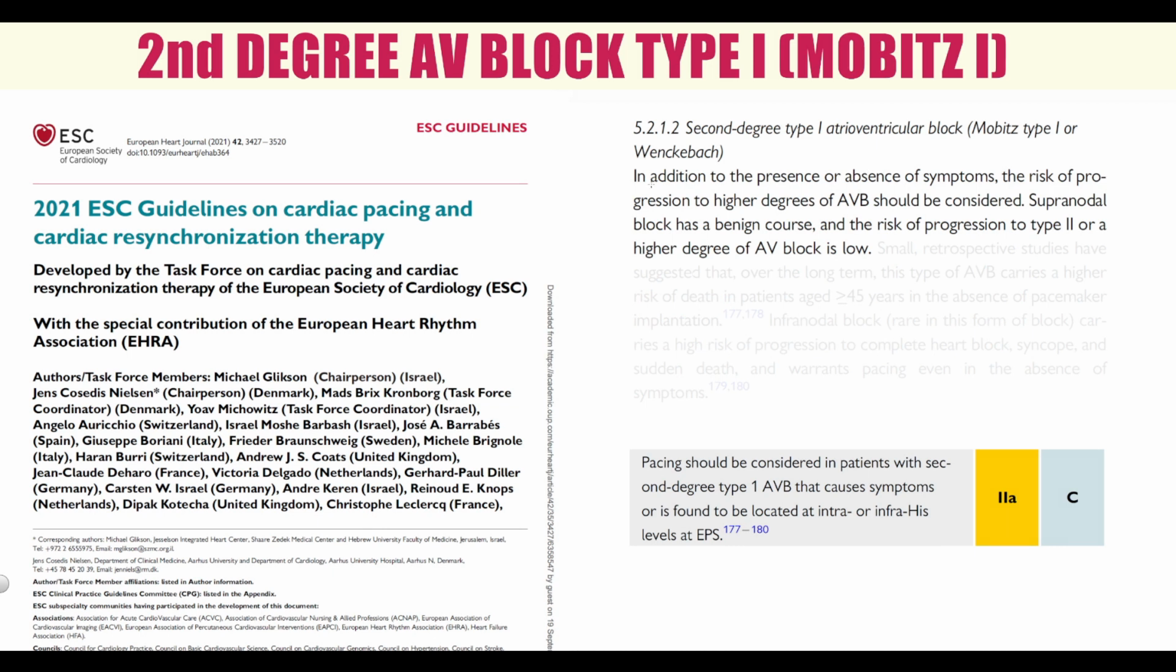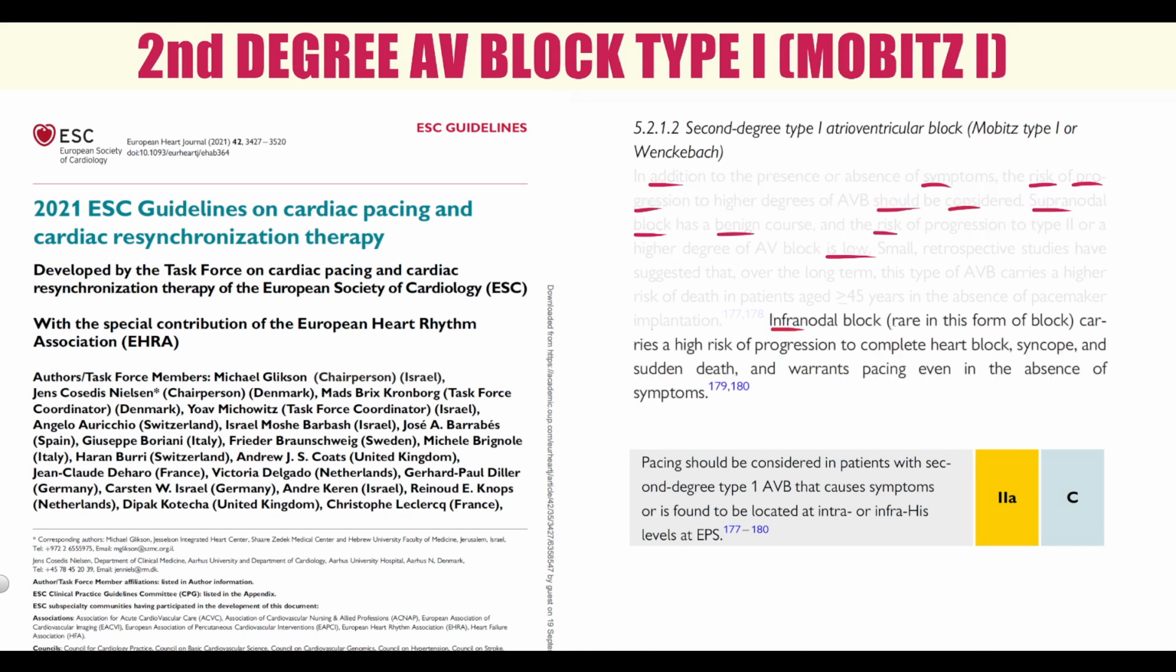According to the guidelines, we need to check the risk of progression to higher degrees. Therefore, supranodal and nodal block has a benign course with low risk of progression. Infranodal block, that is rare in this form of block, carries high risk of progression to complete AV block, syncope and sudden death, and warrants pacing in the absence of symptoms. So pacing should be considered in this case.